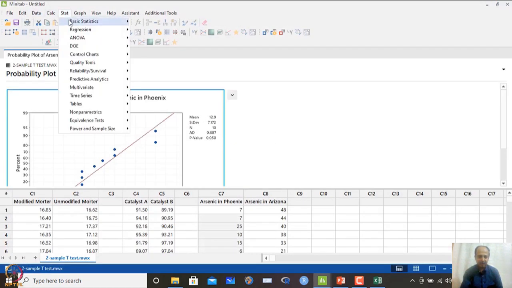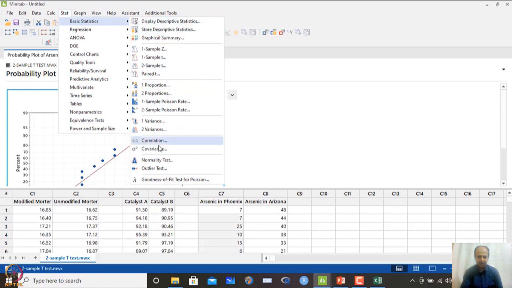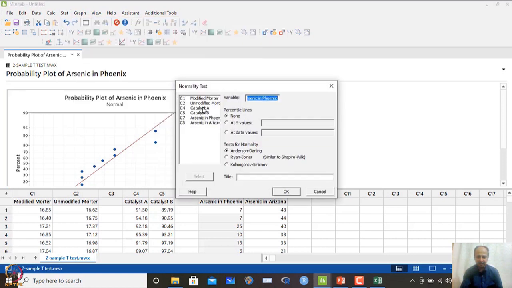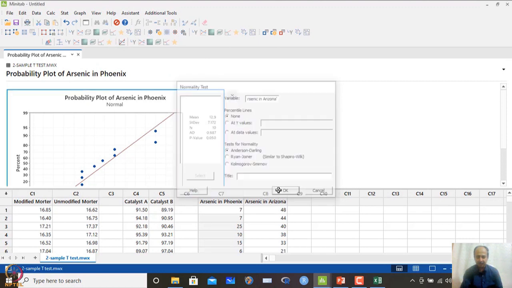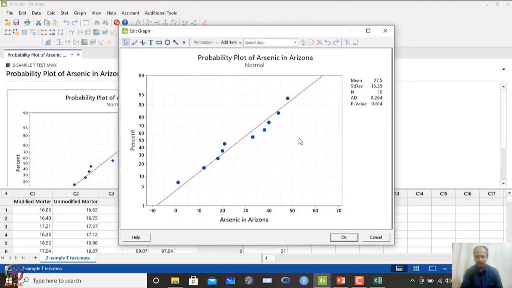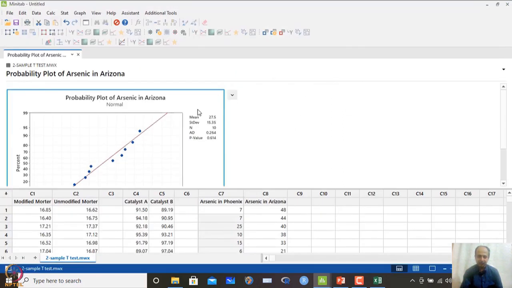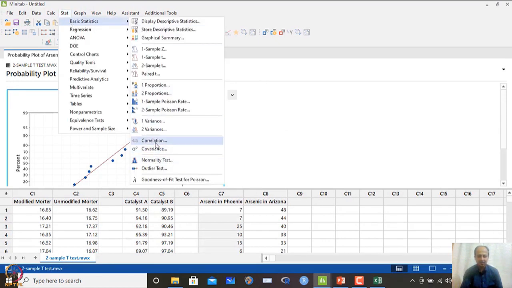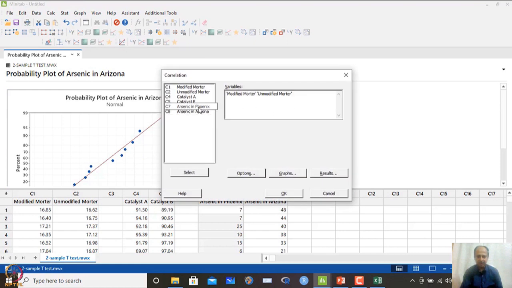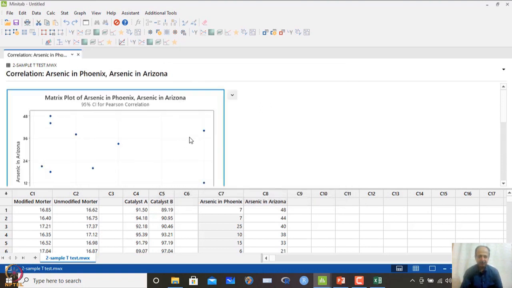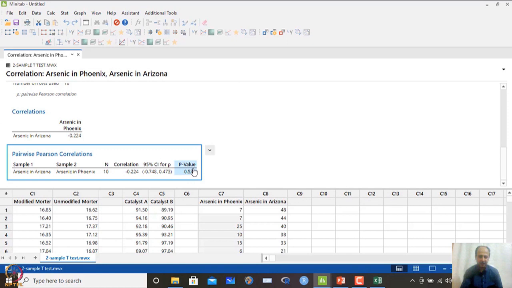If I go to arsenic in the other condition, I will go to basic statistics, normality test, and in this case I will take the arsenic in Arizona and do this test over here. Here also we see that the conditions are satisfactory, and we can assume that the normality assumption is not violated as such. Then we go to basic statistics and correlation. We can check between these two data sets, arsenic of Phoenix and Arizona. Then we can test the p values, and the p value is also not significant. That means there is no high correlation between these two data sets, so they are independent data sets.